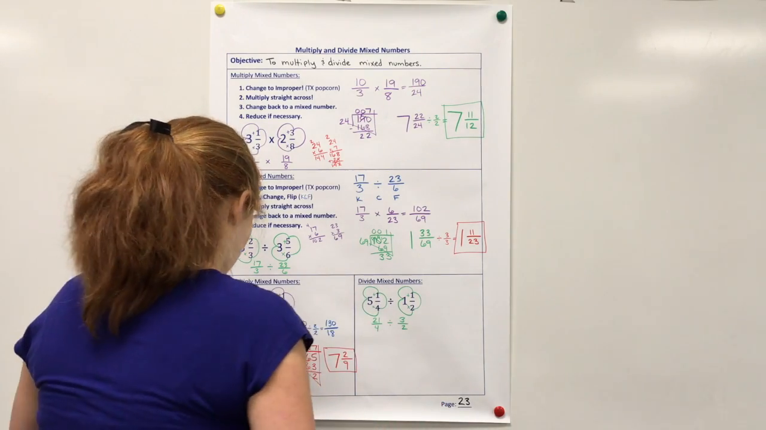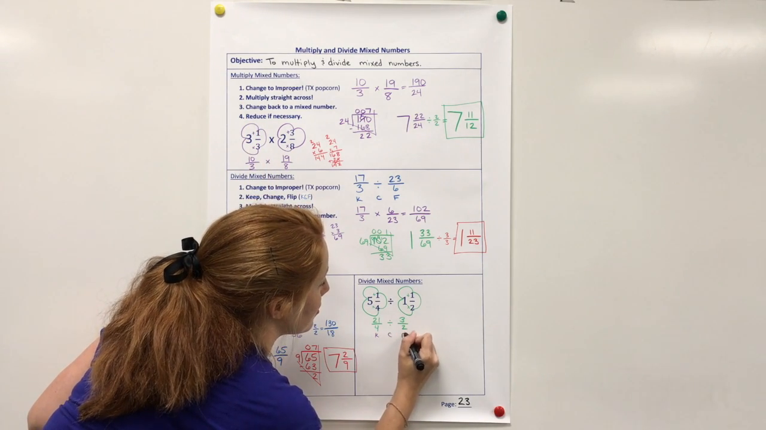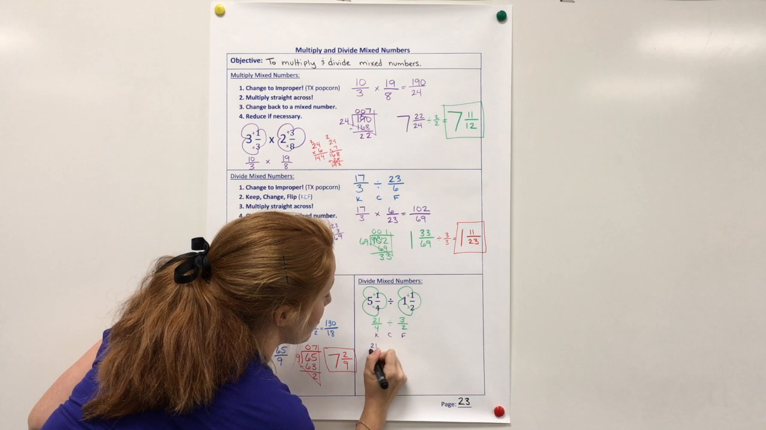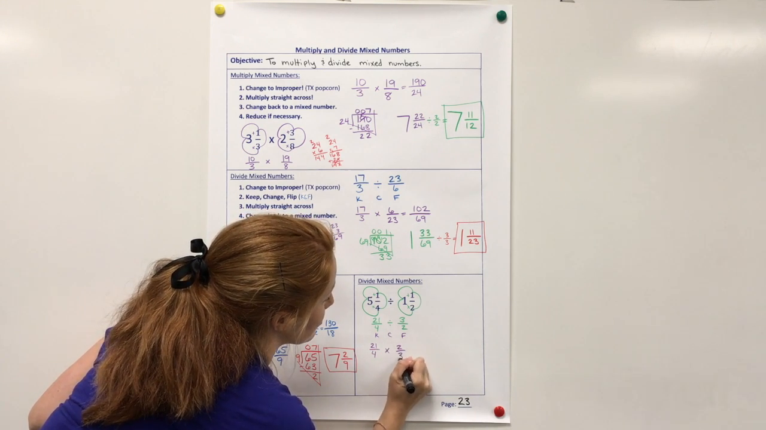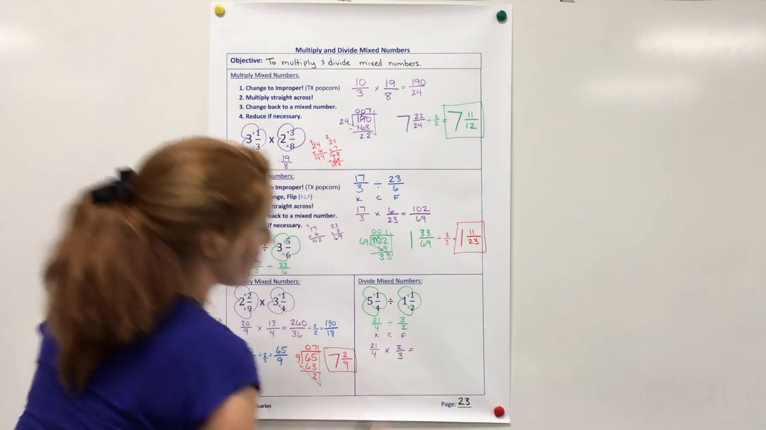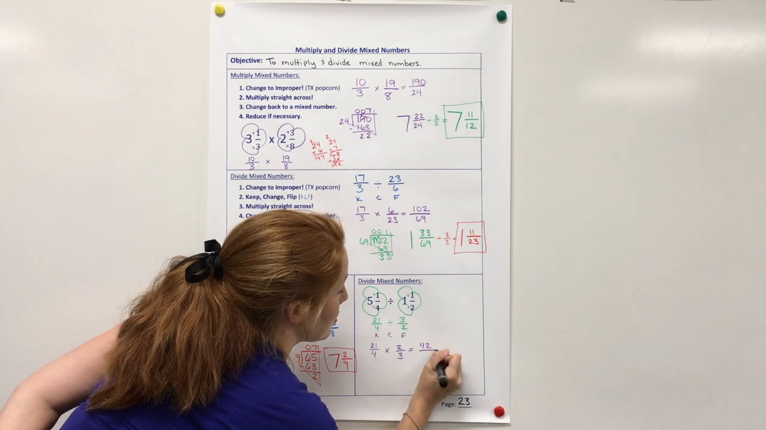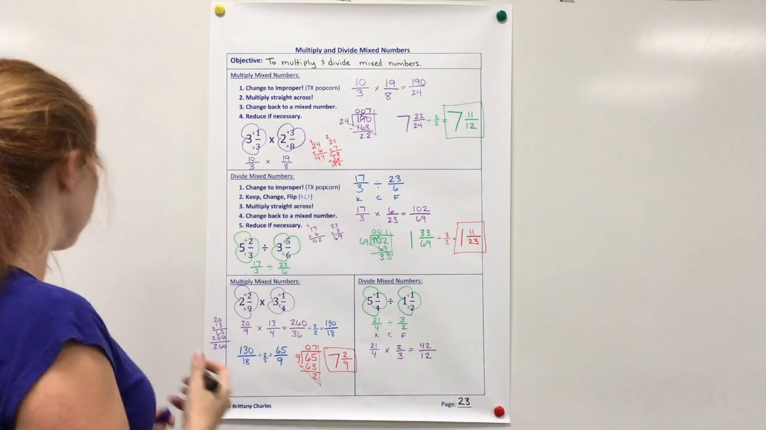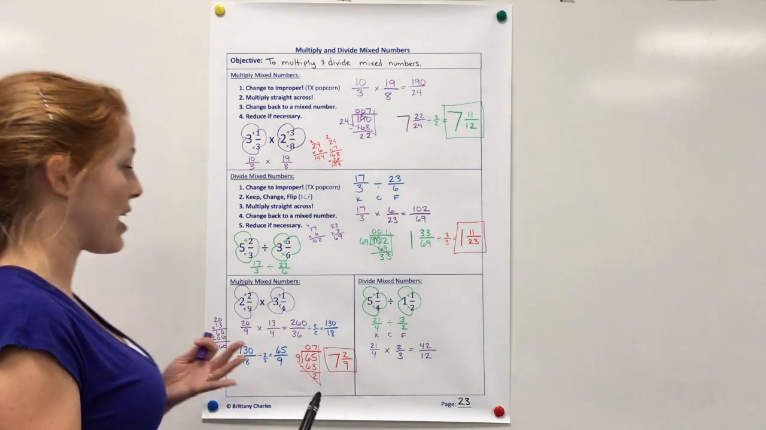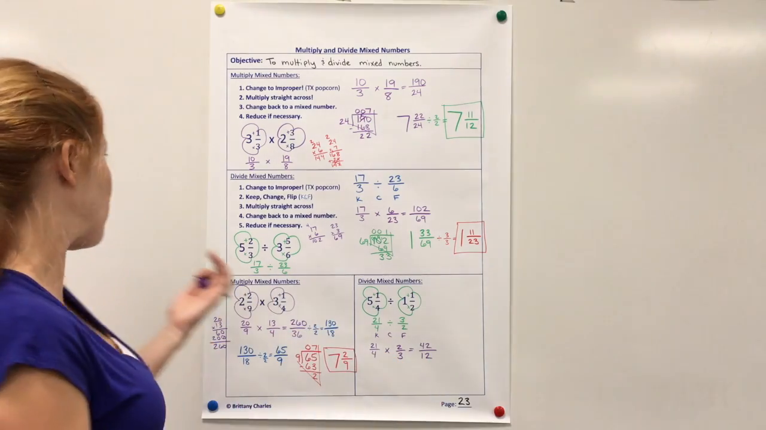Now I need to do KCF. So keep, change, flip, that's 21 fourths times 2/3. And now I multiply. 21 times 2 is 42. 4 times 3 is 12. Okay? Now, again, you can either divide first or reduce first. This one might be easier to reduce first.